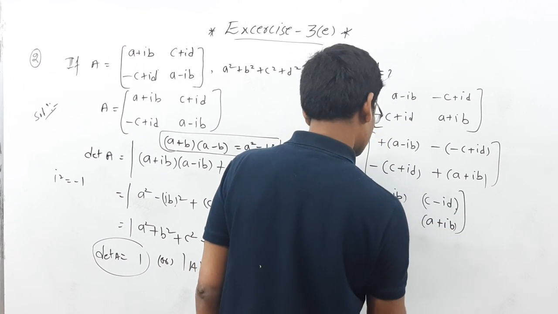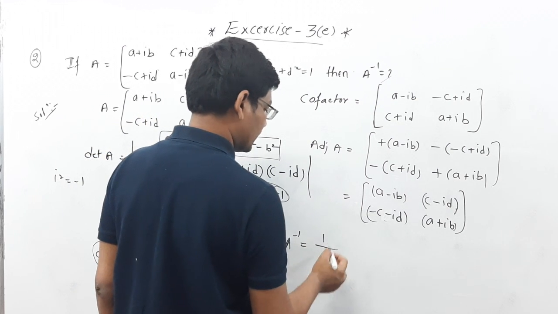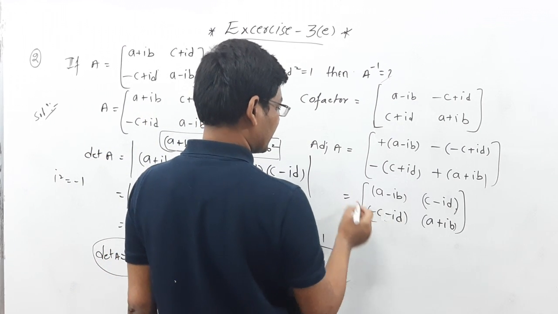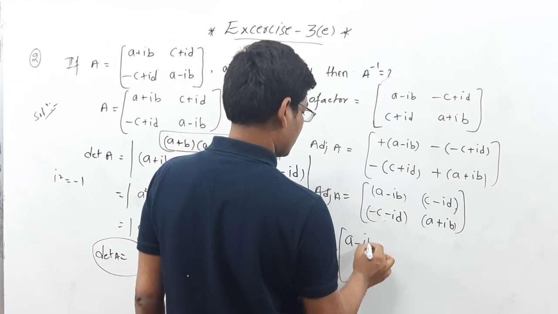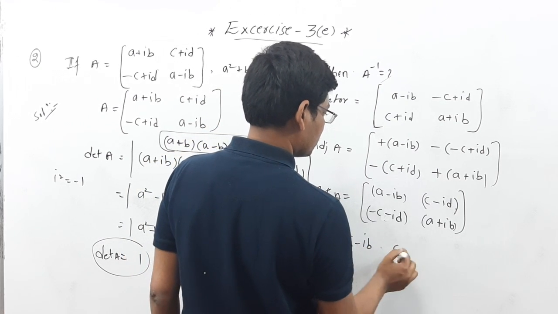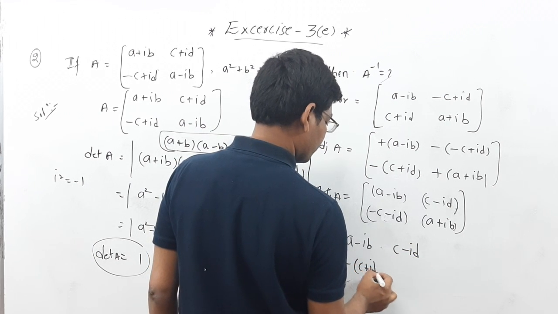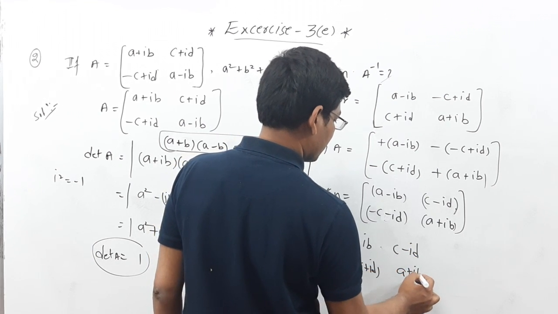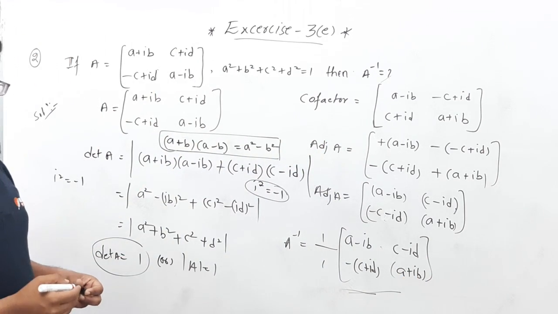Now here we want A inverse, which is equal to 1 by det A, that is nothing but 1, and the adjoint A is this. Let's substitute the matrix here: A minus IB, here C minus ID, and minus as common, C plus ID and A plus IB. This is the final solution for this matrix, this question here.